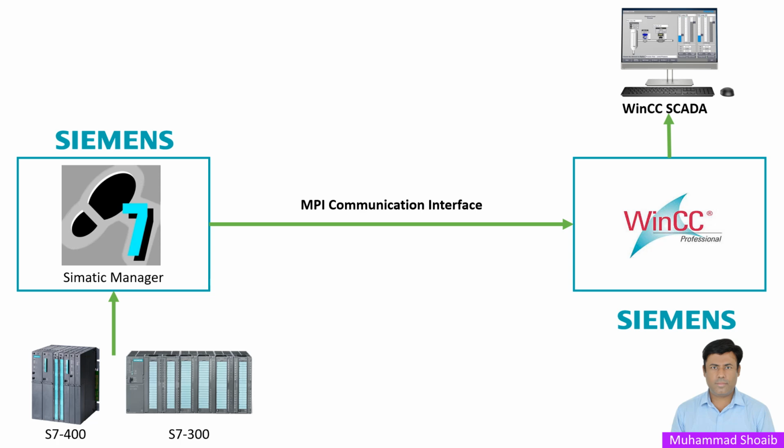Today in this tutorial video we'll learn how we can configure S7-300 and S7-400 PLC controllers to communicate with WinCC SCADA over the MPI communication interface. In this video tutorial we have two steps. In the first step, we'll configure the SIMATIC Manager, and in the second step, we'll configure WinCC SCADA to communicate with the S7-300 or 400 controller. So let's see practically.